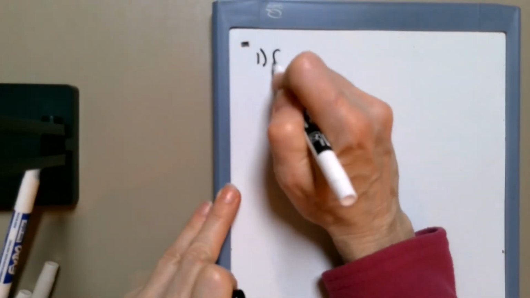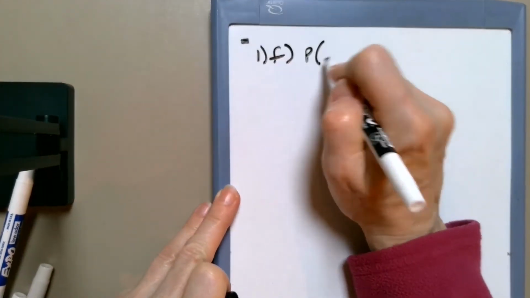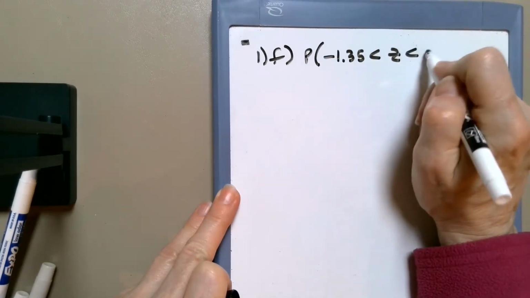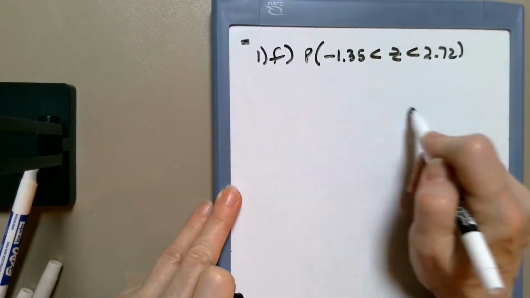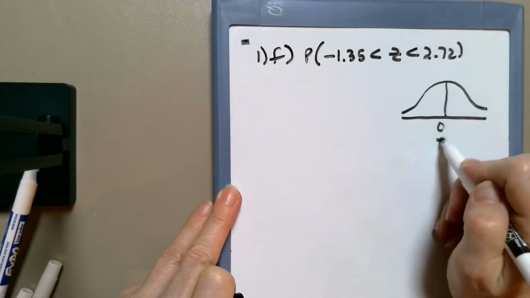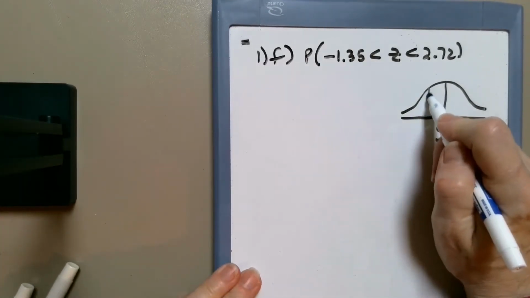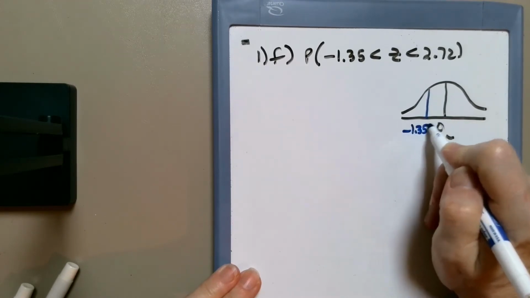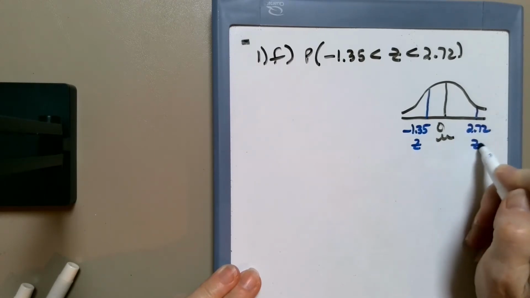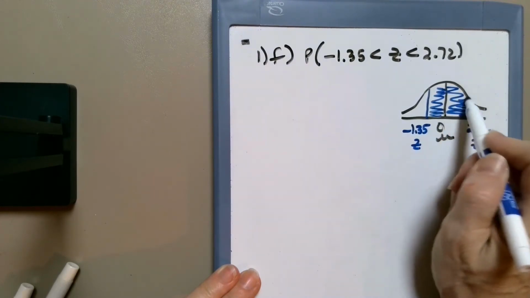So in 1F, the question is, we want the probability that z is between negative 1.35 and positive 2.72. So again, we draw the picture. Extremely important to do that. In the middle is the mean, z is 0. Negative 1.35 is negative. That lies to the left of the mean. Z-score of 2.72 is positive, so that lies to the right of the mean. This three-part inequality, compound inequality, means to shade between. So that's where we shade.